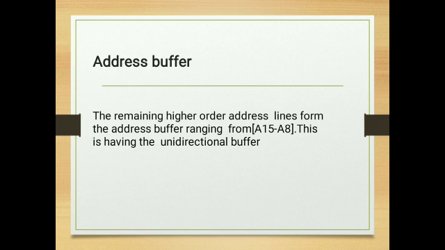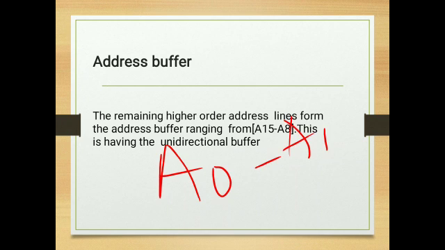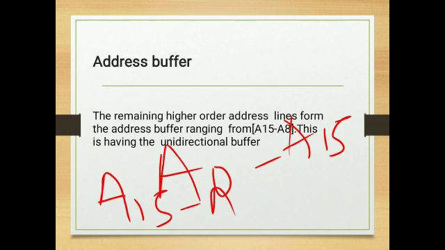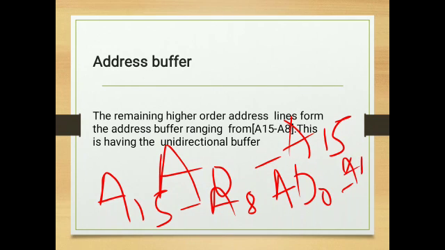In the address bus, the remaining higher order address lines form the address buffer, ranging from A15 to A8. This is unidirectional, meaning the address bus is 16-bit, identified as A0 to A15, that is 16-bit. The higher order address bus is identified as A15 to A8, and the lower order address bus is identified as AD0 to AD7.